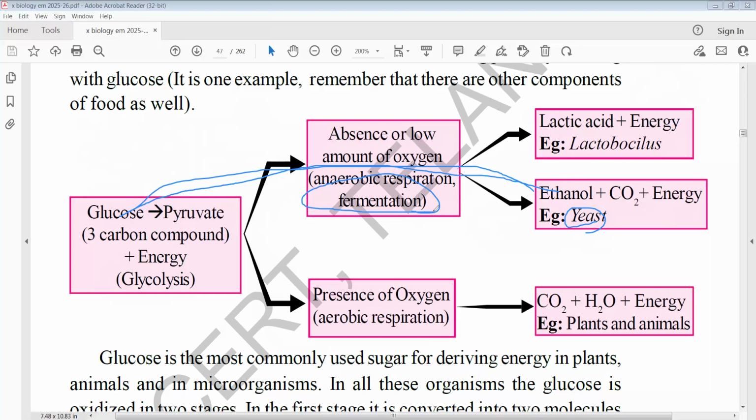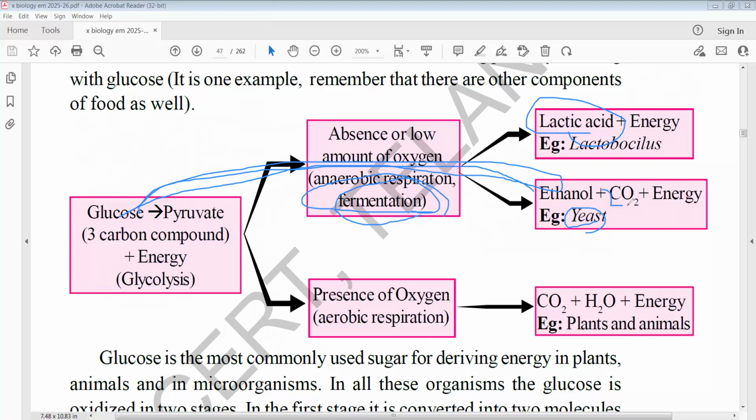The process by yeast is called fermentation. Fermentation definition once again: the process of conversion of glucose into ethanol or ethyl alcohol by the yeast in the absence of oxygen is called fermentation. Fermentation is one type of anaerobic respiration. In anaerobic respiration, sometimes glucose is converted into lactic acid and energy. The chemical formula of ethanol is 2C2H5OH.